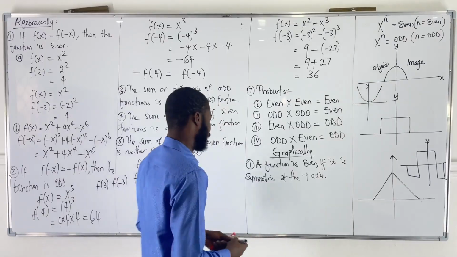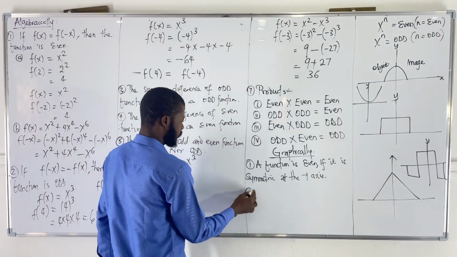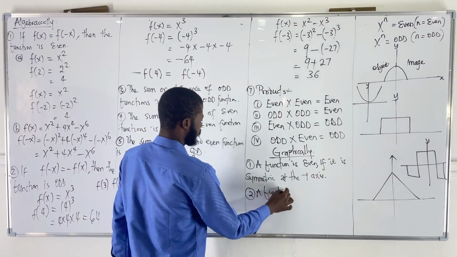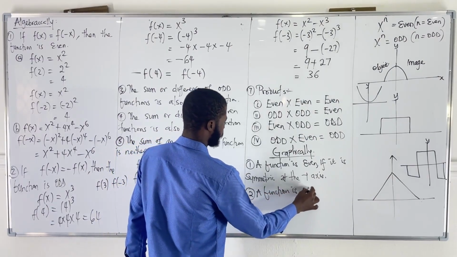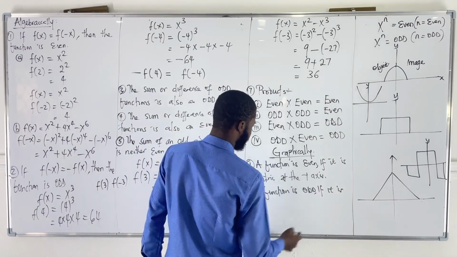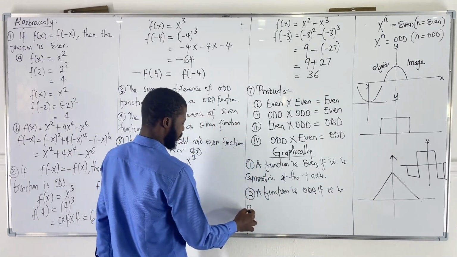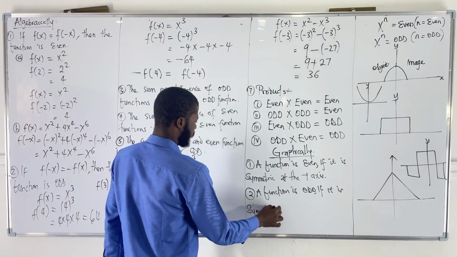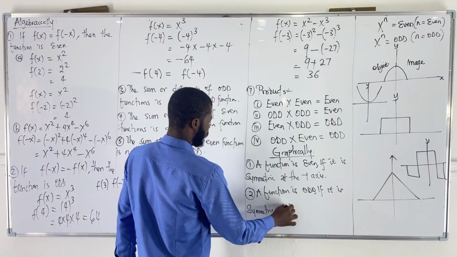Now let's see the second one. Number 2. A function is odd if it is symmetric about the origin.